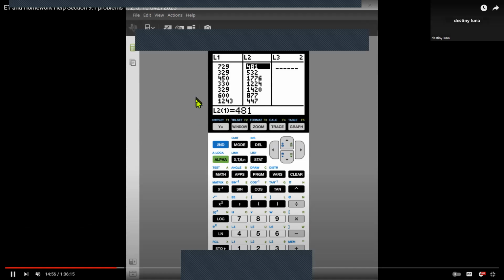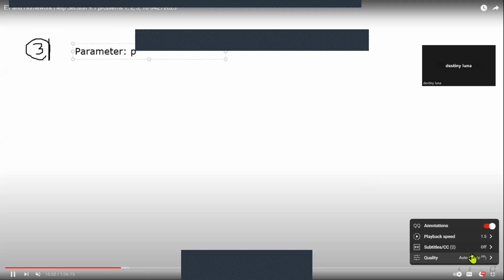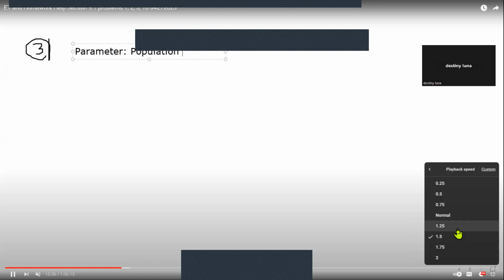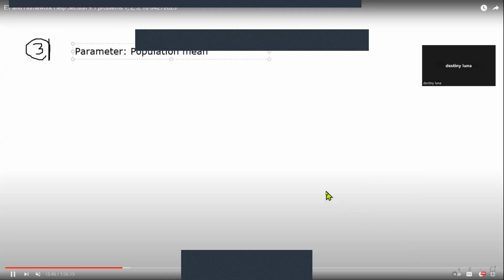And now, I think I was letting the student do some of this. And then we start looking at setting up our problem. Let me run this on a playback speed that's a little bit faster for you. So our parameter here is the population mean difference.